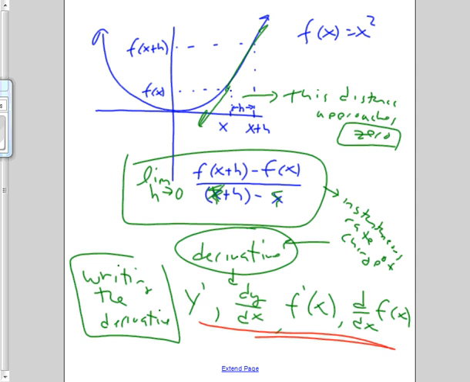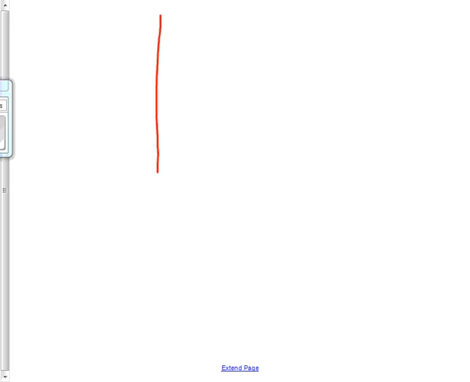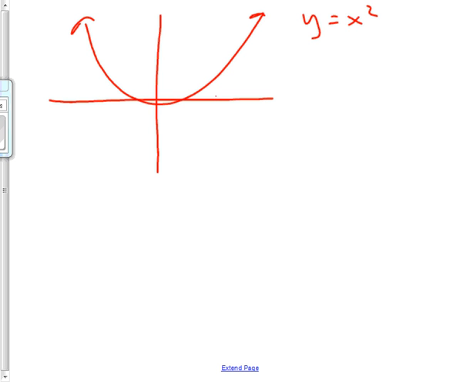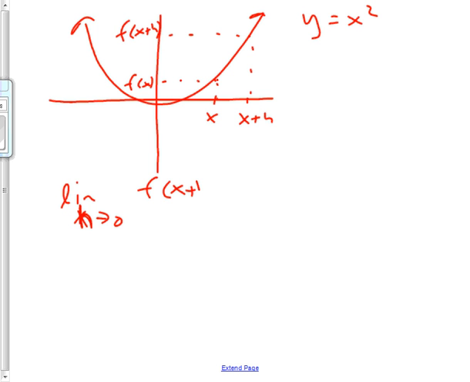So once again, same thing. y equals x squared. Choosing some point x and a point that's really close to it, x plus h. The instantaneous rate of change between them, we're going to calculate as the limit as h approaches 0 of f of x plus h minus f of x all over x plus h minus x.